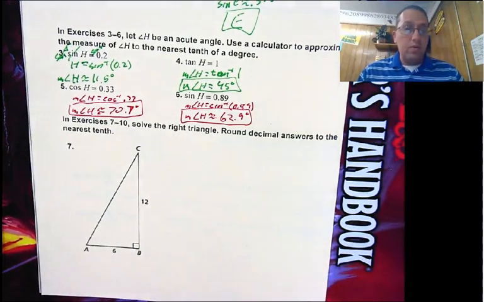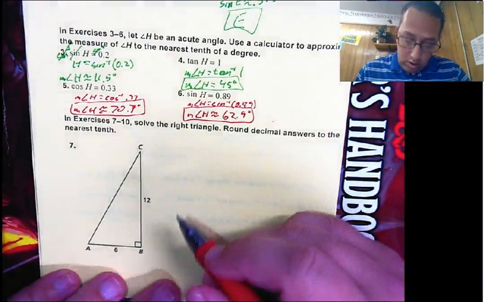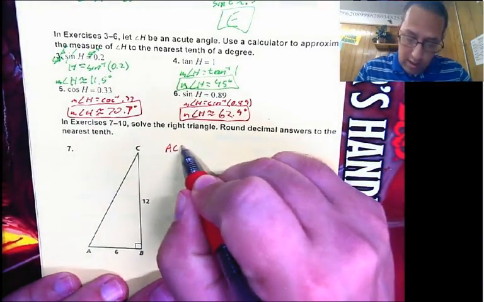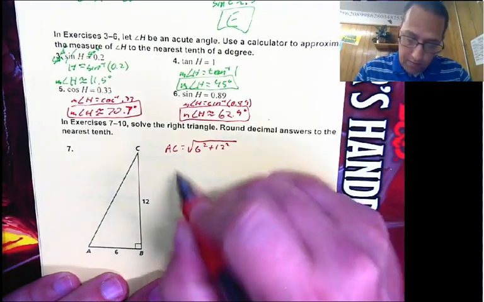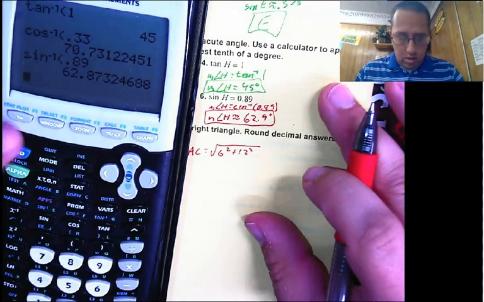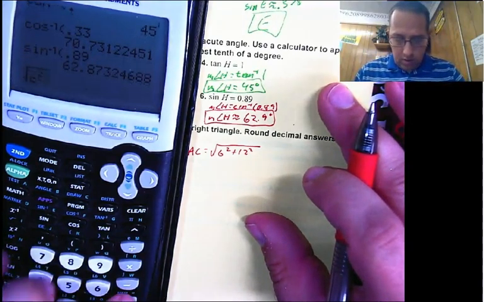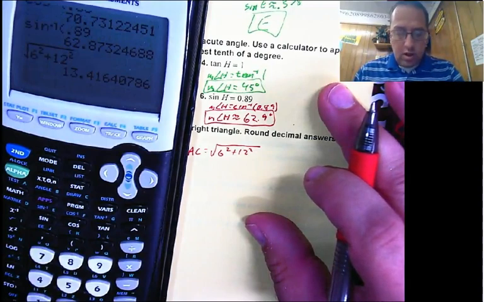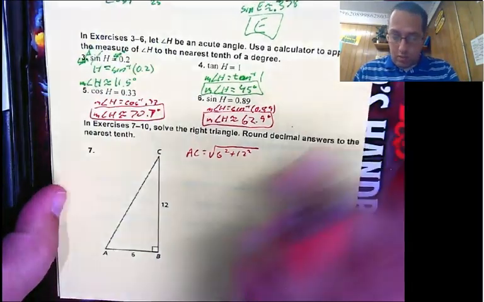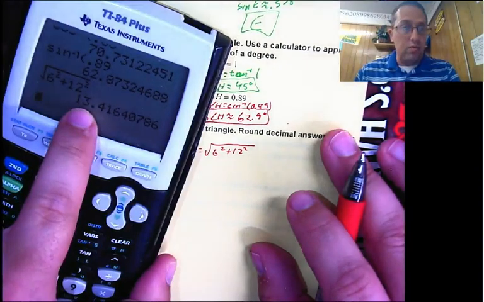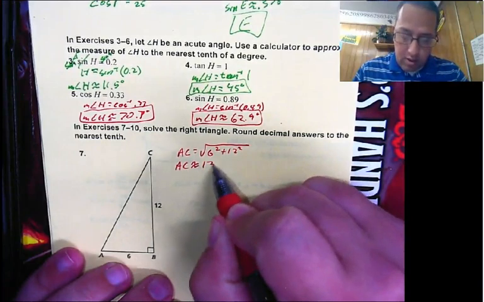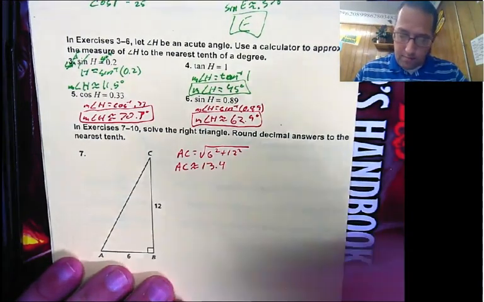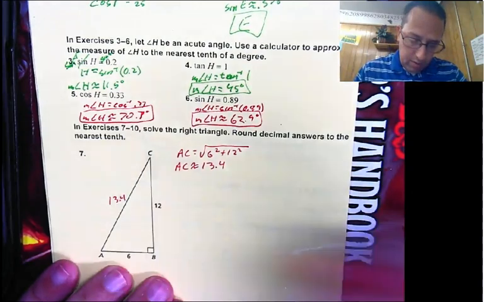Easiest one to do is the one that we've been doing for the longest, and that would be Pythagorean theorem. I know two sides, I can find the third. So AC is equal to the square root of 6 squared plus 12 squared. All right, let's see what that is. Square root of 6 squared plus 12 squared is 13.41, which we want to the nearest tenth, so that would be 13.4, approximately. So AC is approximately 13.4. We can go ahead and put that down here, 13.4.